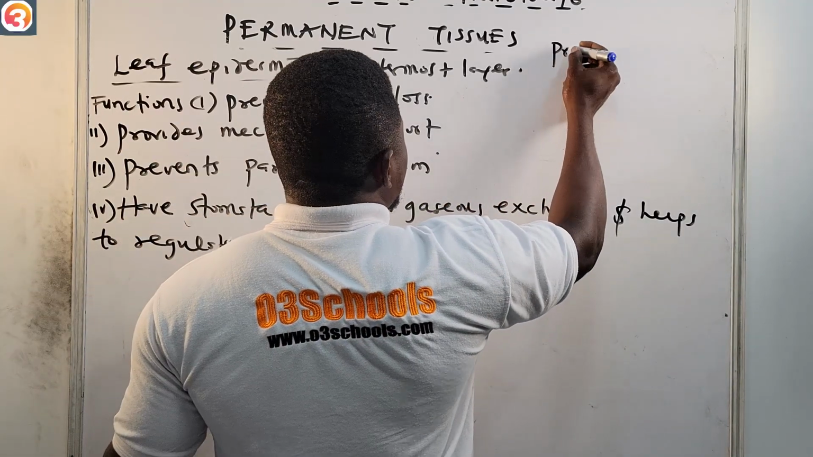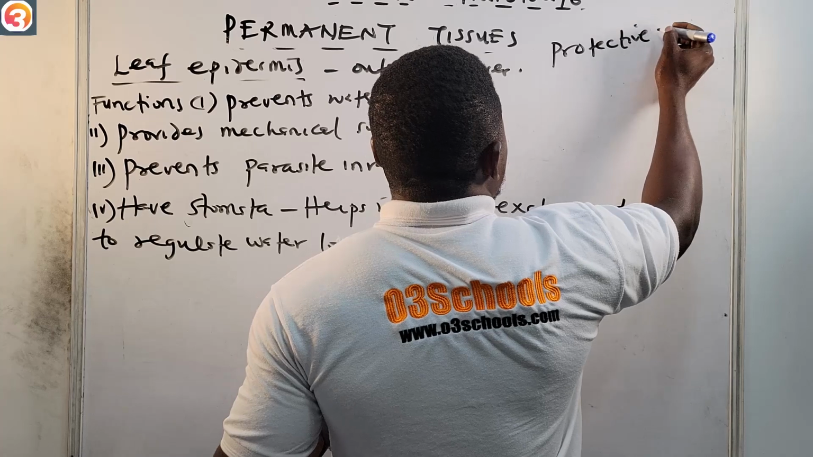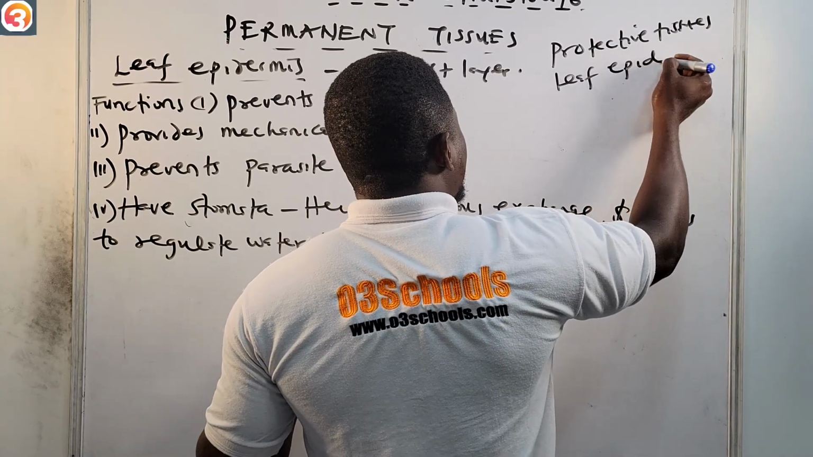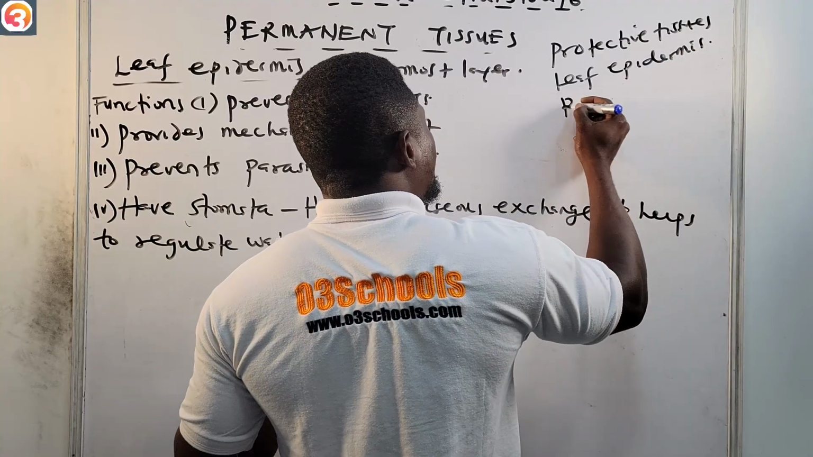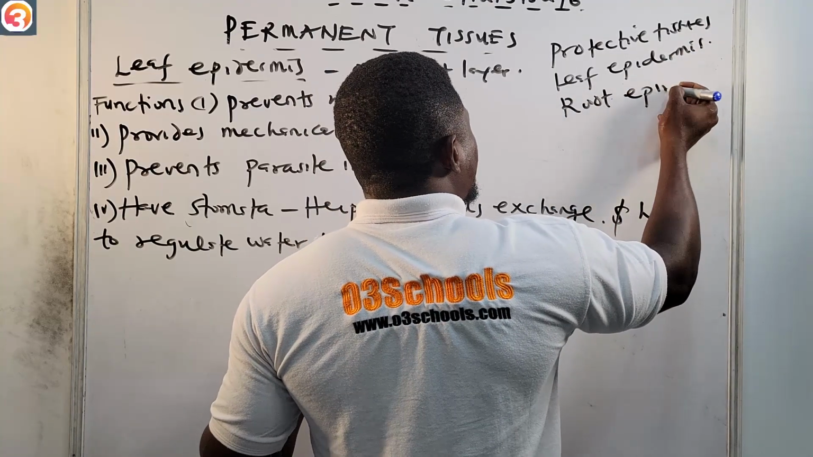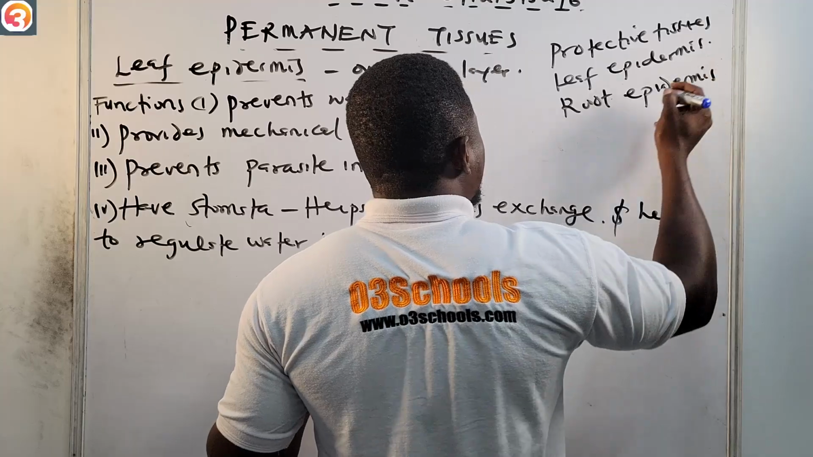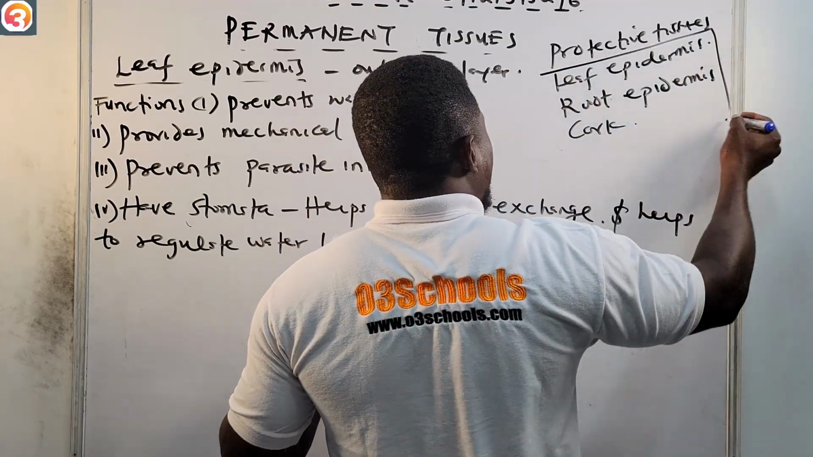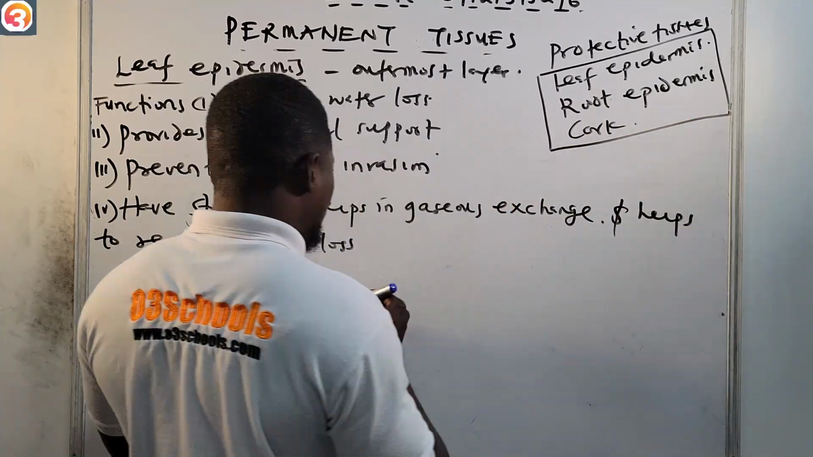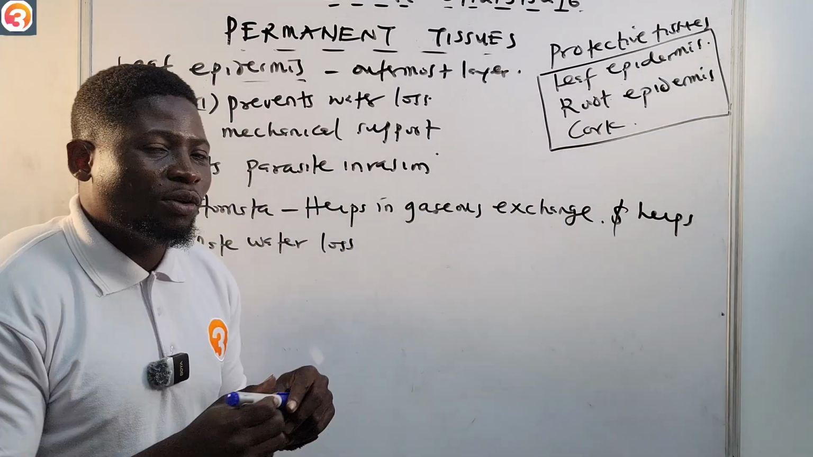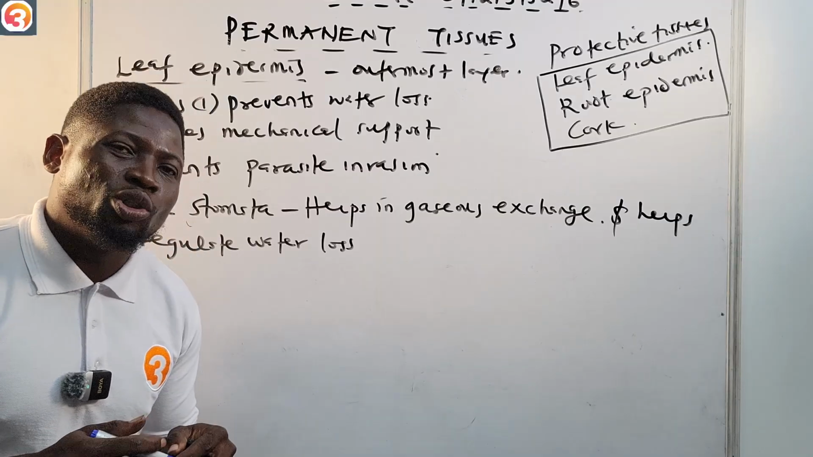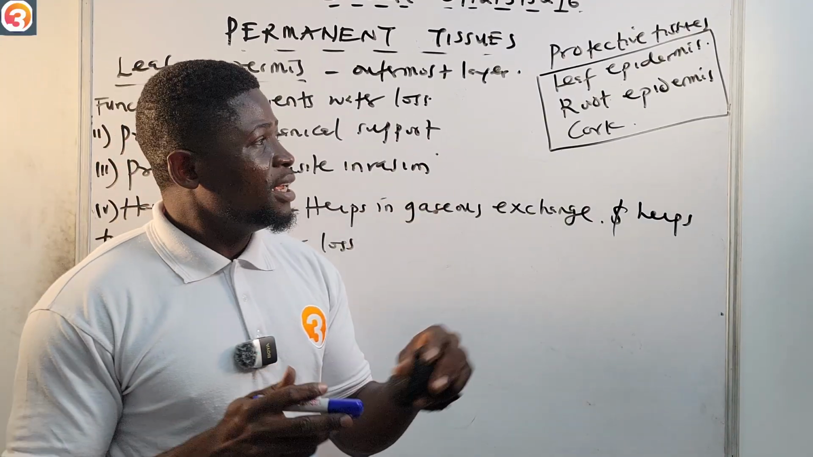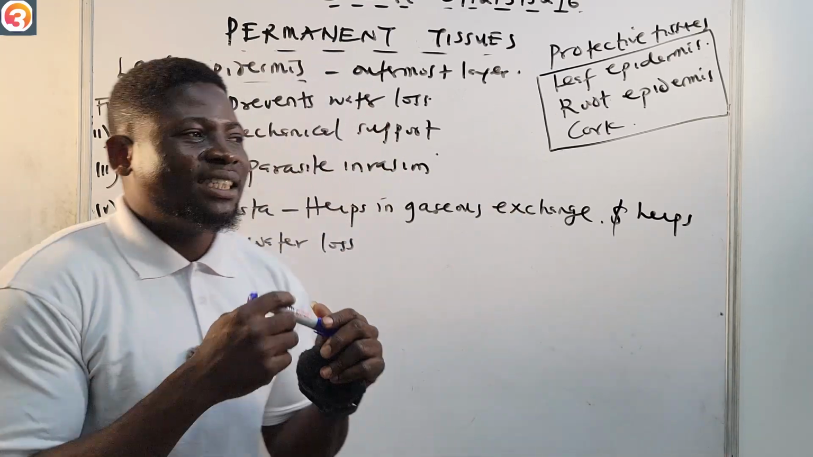These are protective tissues: the leaf epidermis, the root epidermis, and the one found from the protective tissues itself, the cork. These three are protective tissues. Take note of them. You can see a question in JAMB: which of the following is not a protective tissue? If you know no one, you know no one. So that's why you must know it: the leaf epidermis, the root epidermis, and the cork.